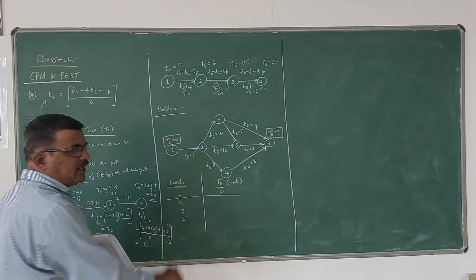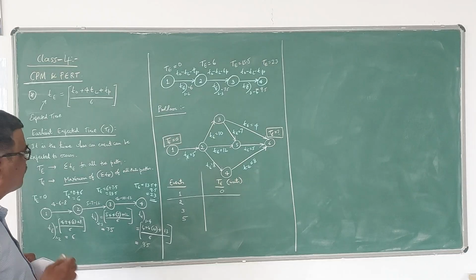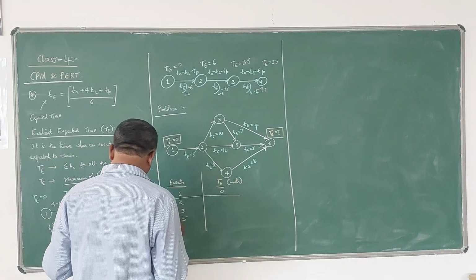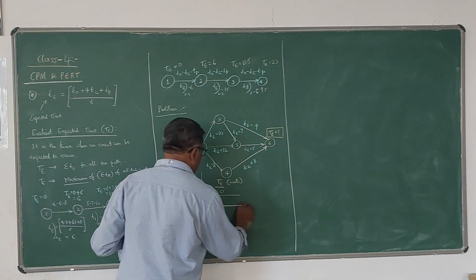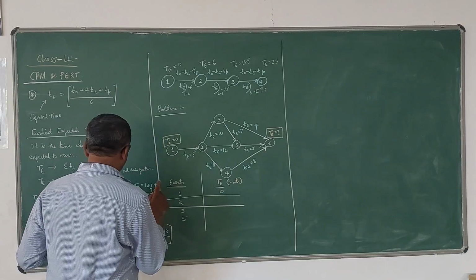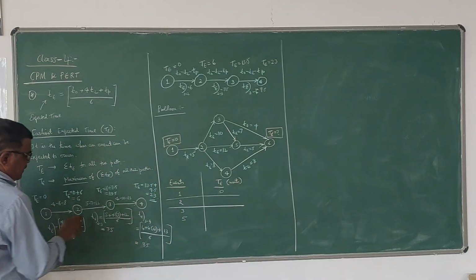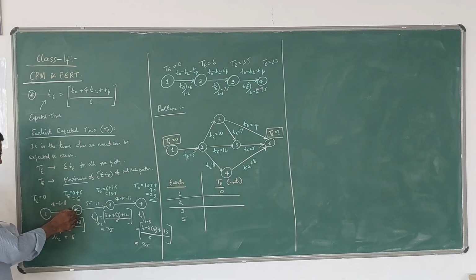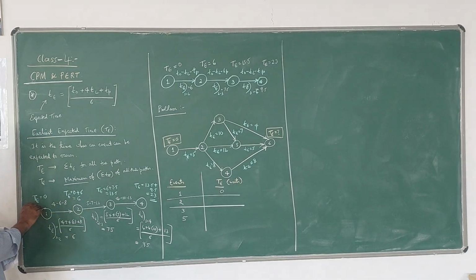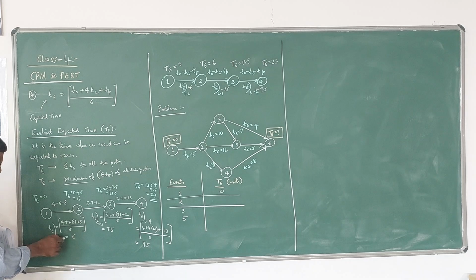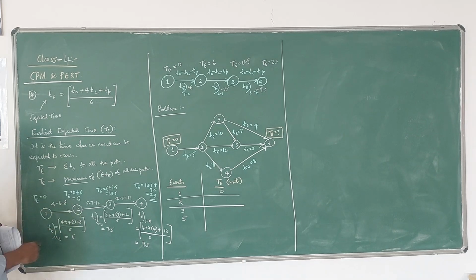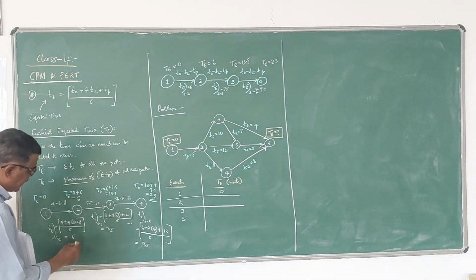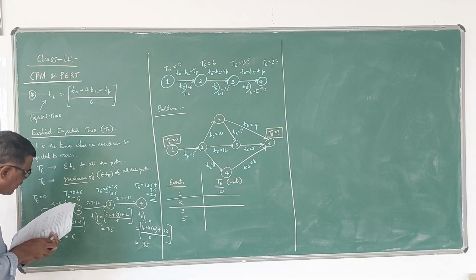Always the first event is the starting of the project, therefore T is 0. For event 2, what happens? If you observe this example, T for any event is nothing but T of the previous event plus small t of the activity. Or in other words, I can write it like this. So you can use this formula.